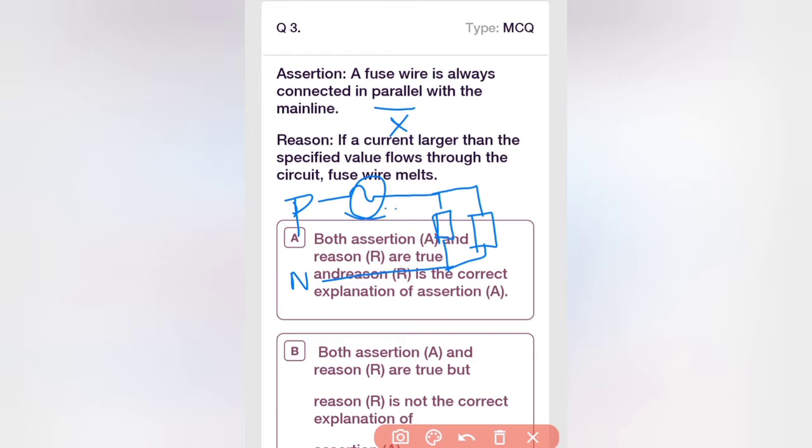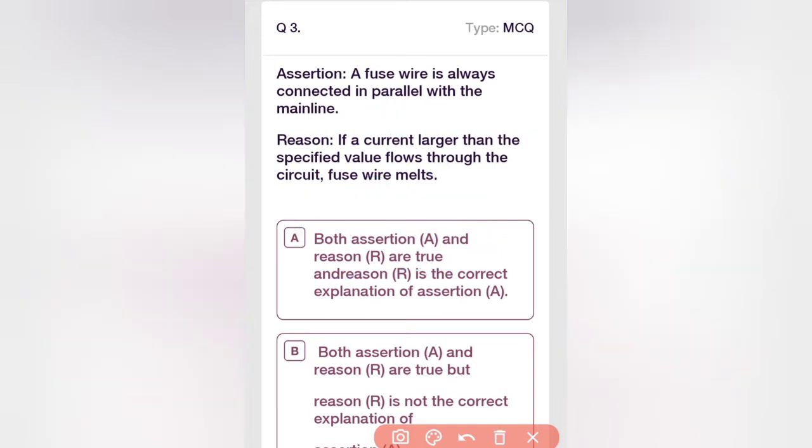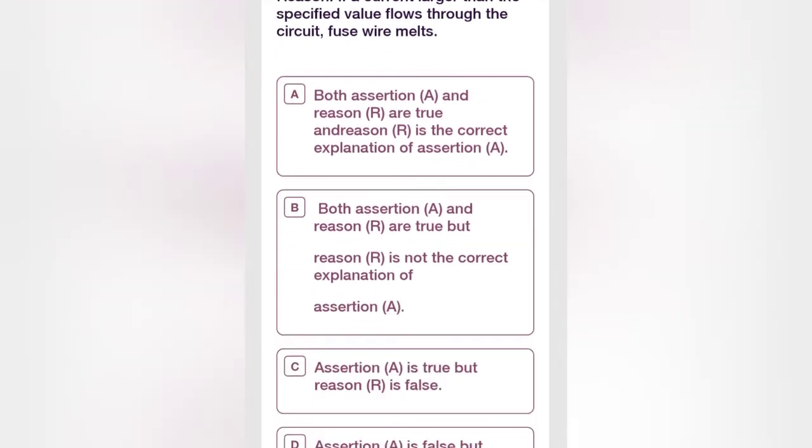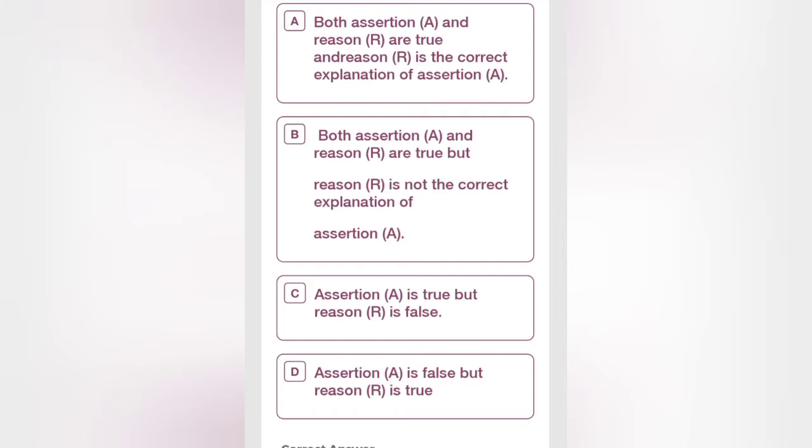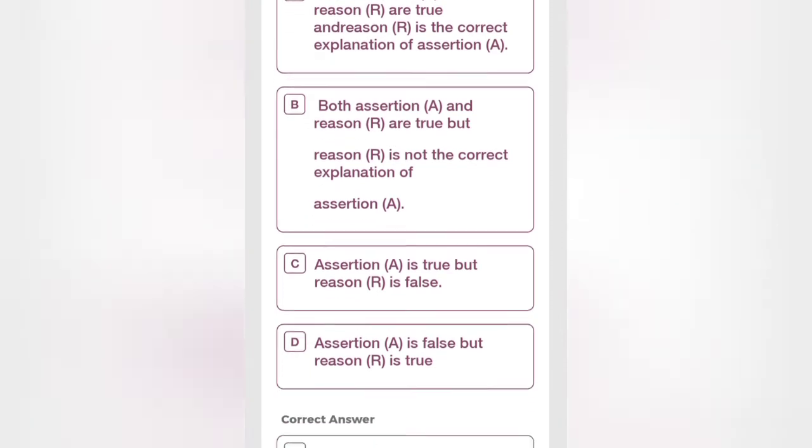And when will this fuse wire melt? Only when the current is greater than the rated current. So reason is correct. Assertion is false and reason is correct. So it must be option D. Assertion is false but reason is true. Option D is the correct answer.